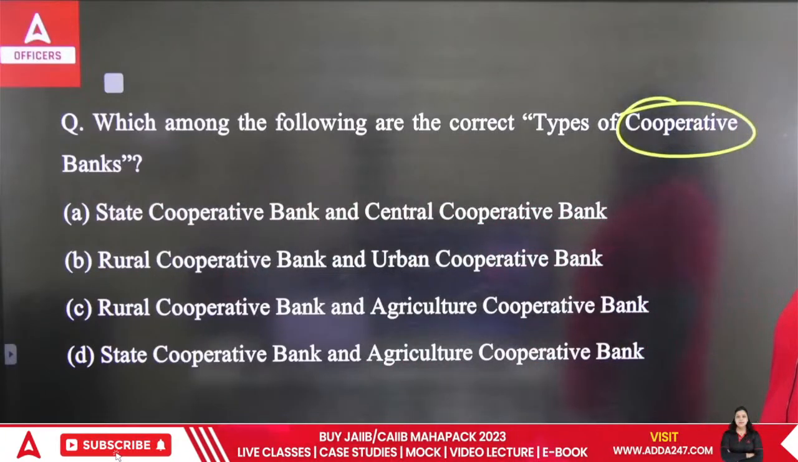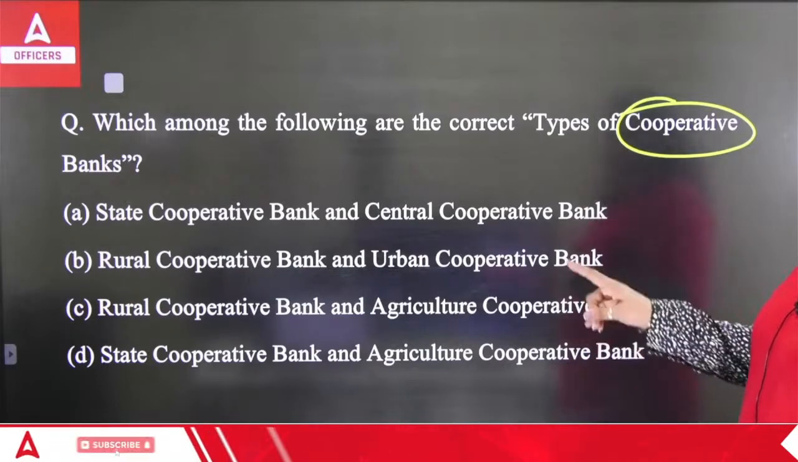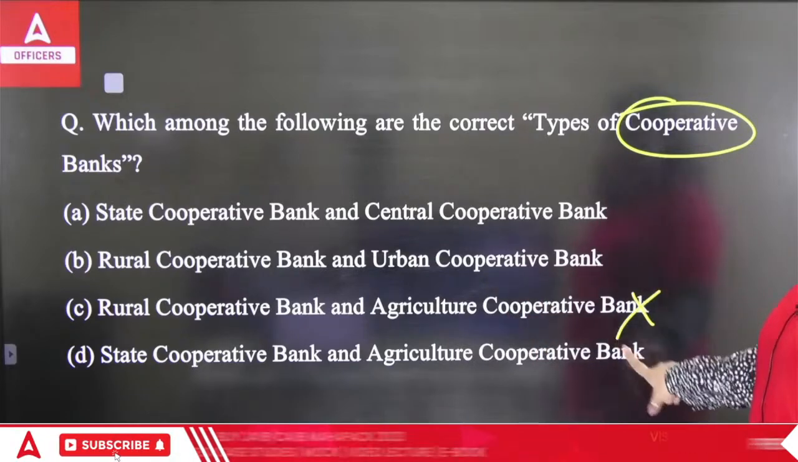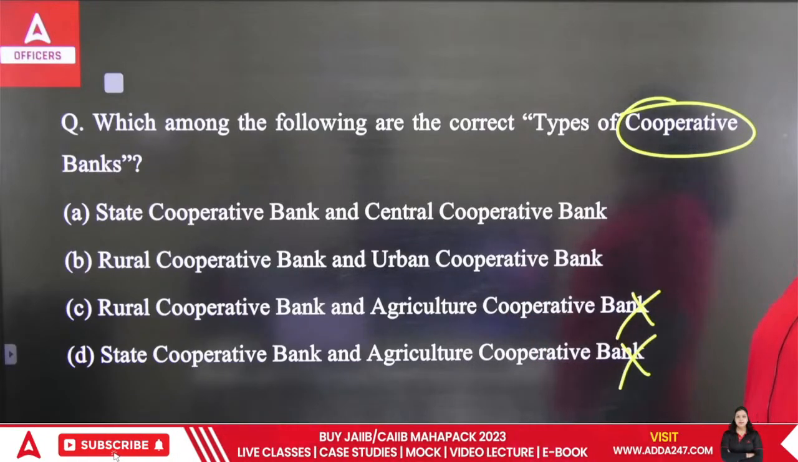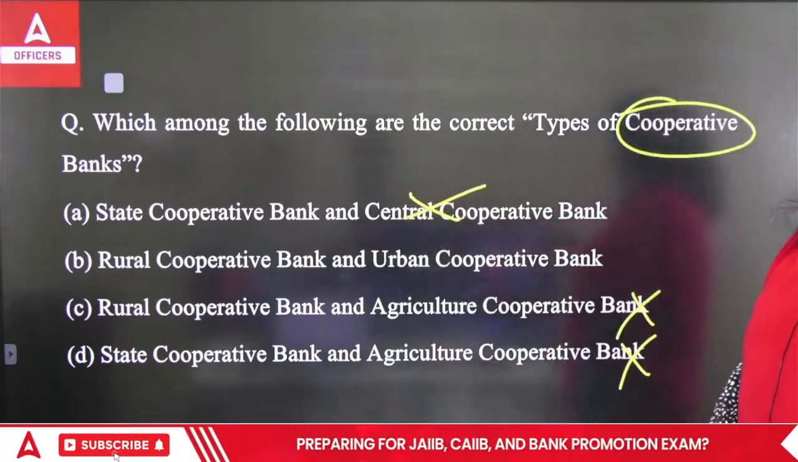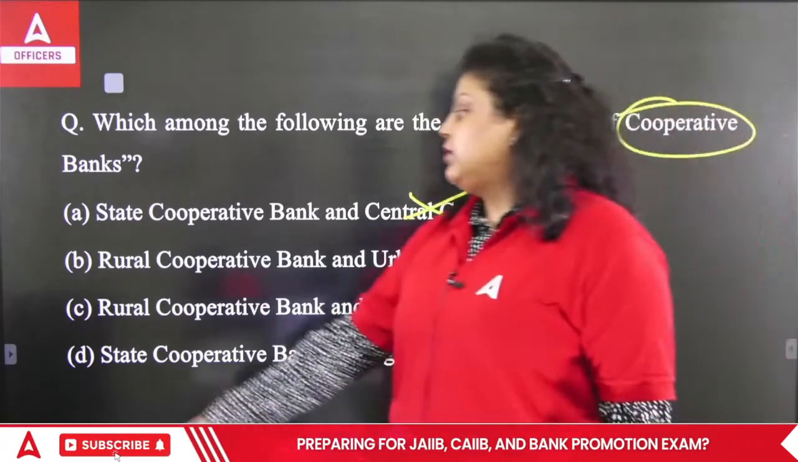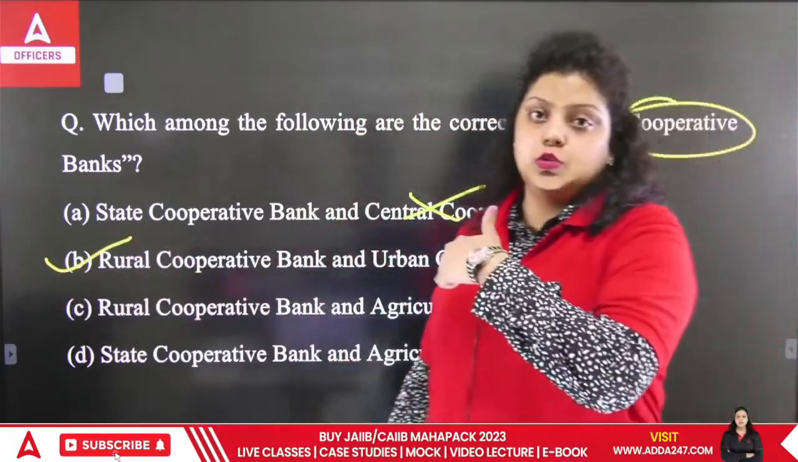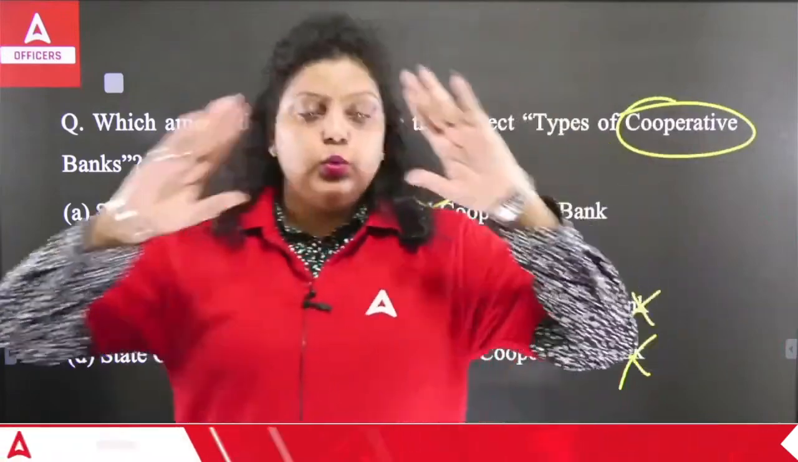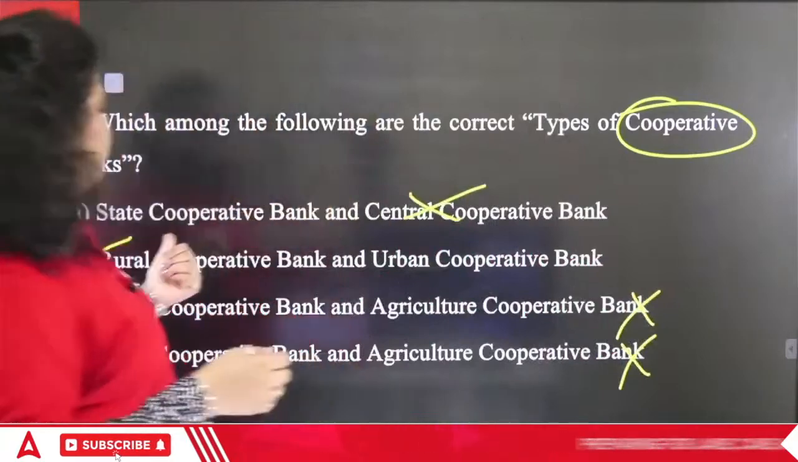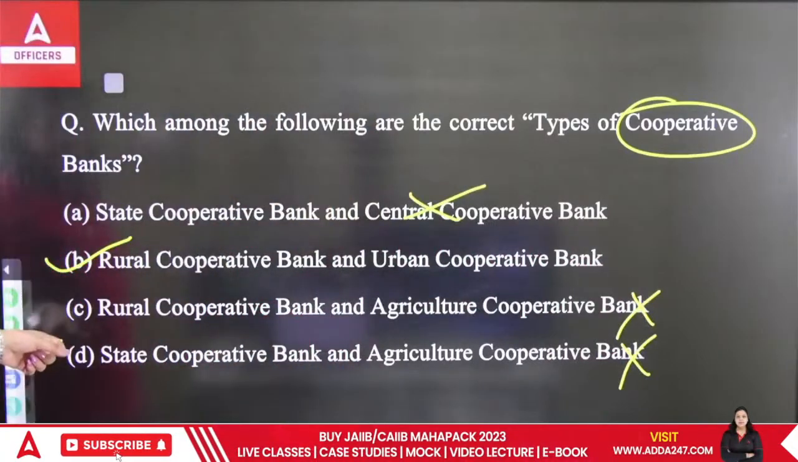Now, state cooperative bank, central cooperative bank, okay. Rural cooperative bank, urban cooperative bank. Then rural cooperative bank, agriculture cooperative bank, no. State cooperative bank, agriculture cooperative bank, no. So first and second, let's say, there is no such kind of central cooperative bank. State, district and village is there. So the right answer will be rural cooperative bank and urban cooperative bank. And I have just shown you also, two categories, rural and urban, have been given to the cooperative credit institutions. So the right answer will be your B option.